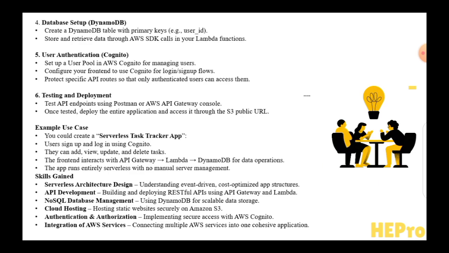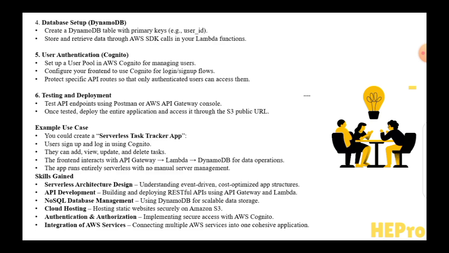In this project, you will set up a DynamoDB table with primary keys to store your app data. Then use the AWS SDK in Lambda to read and write that specific data. You will configure Cognito to manage user signup, login, and authentication and protect API routes so only authenticated users can access them. After testing your endpoints using Postman or the API Gateway console, you will deploy the full application, making it accessible via the S3 static website URL.